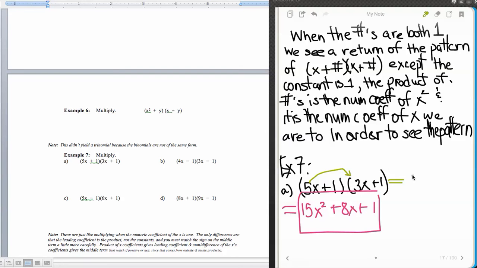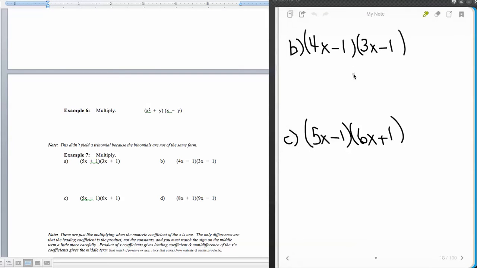5 times 3 is 15, x times x is x squared. And then my 5 times my 1 gives me my 5x. And then we have 1 times 3x, which gives me 3x. And then we have 1 times 1, which gives me 1. And what we see here is 15x squared, and then plus 8x, because the 3x and the 5x are the same, and so they add, and then we have plus 1. And you see that's the exact same thing that I got there.